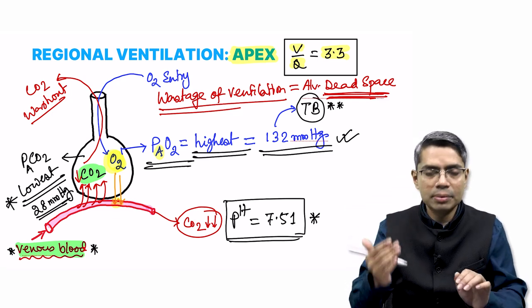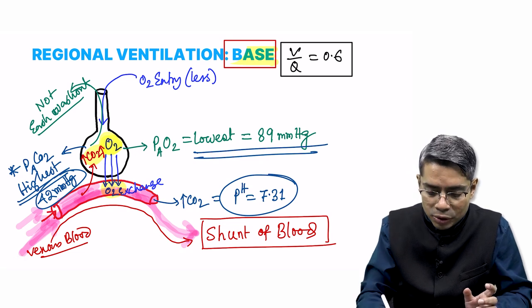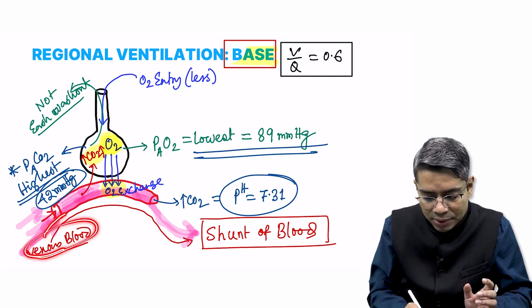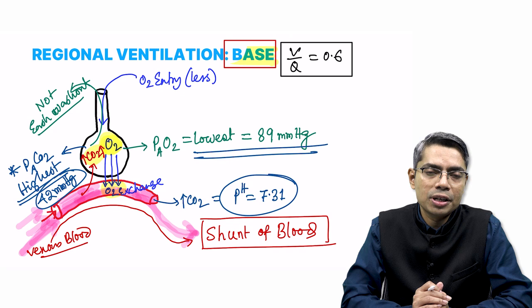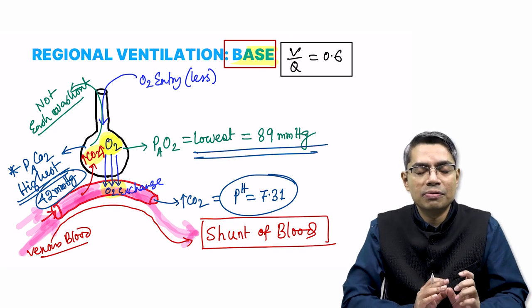And at the extreme base of the lung, a certain amount of venous blood will be delivered from the venous side to the arterial side, that is known as the shunting of the blood. Got it? So this is the concept which is very important.